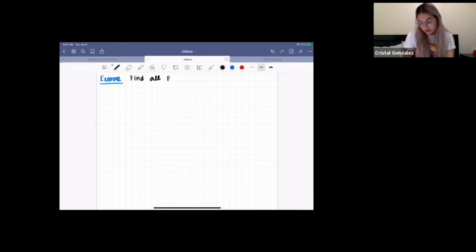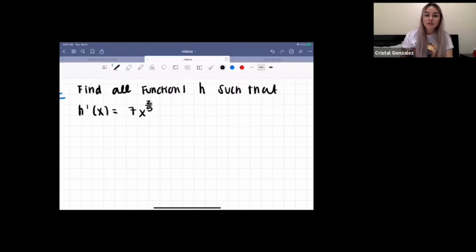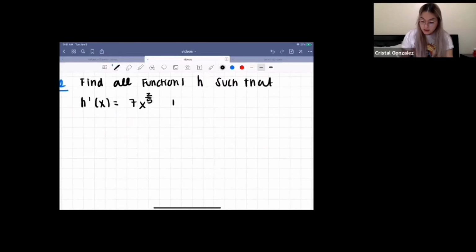all functions h, that does not look like an H, h such that h prime of x is equal to 7x to the 2/5 plus 8x to the negative 4/5 plus 3 sine of x. So you guys can see that. Let me get a little bit more zoomed in.